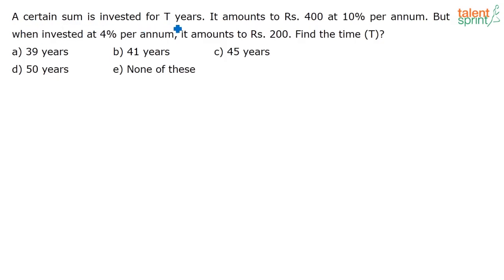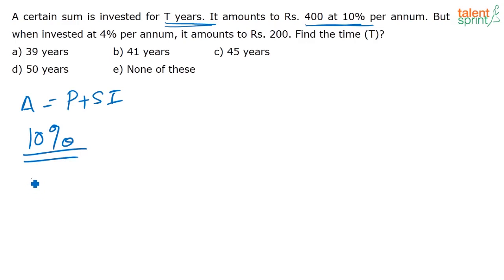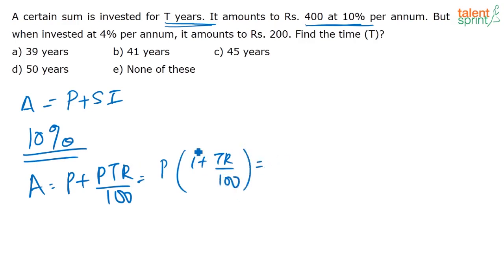Now a certain sum is invested for T years. It amounts to 400 at 10% per annum. So what will be the amount? In simple interest, amount is always calculated as the principal plus the simple interest, correct? So this particular sum is invested for T years, when the percentage is 10% per annum. The amount is equal to P plus PTR by 100, or that is equal to P into 1 plus TR by 100, or this is equal to P into 1 plus 10T by 100, since here it is 10%. Now this is the first case.